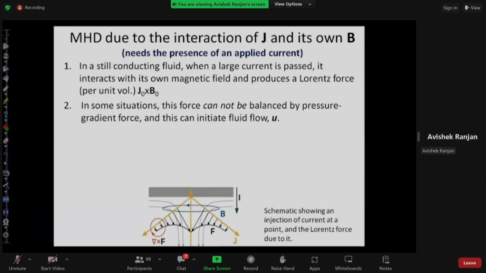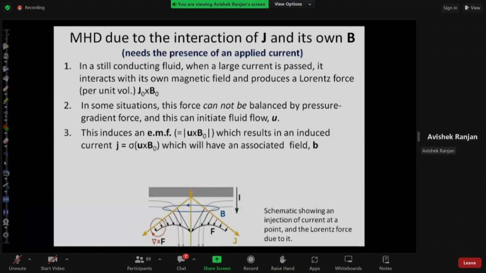This is pictorially shown in the schematic where I have a point current entering from here, and the current diverges, so it goes in all these directions radially outward. In this particular situation, it so happens that the pressure gradient is not able to balance the Lorentz force, which happens to be non-conservative here. This is an example of a situation where MHD because of an applied current can also arise.